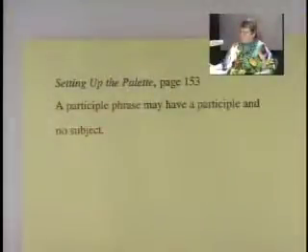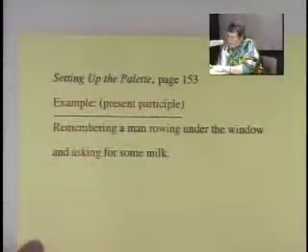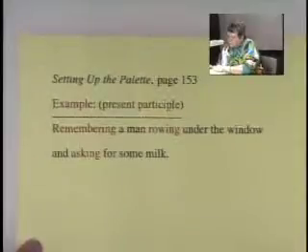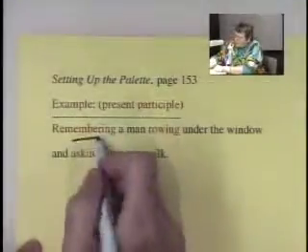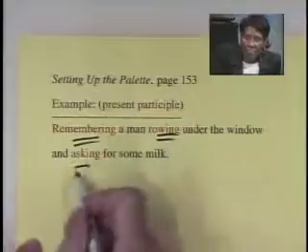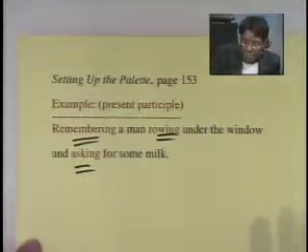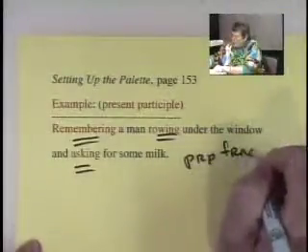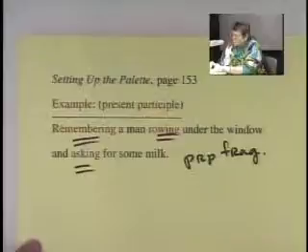Now, a participle phrase, here's another way to produce one, can have a participle and no subject. So look at this one. Remembering a man rowing under the window and asking for some milk. Yvonne, do you see a subject? No. What about a verb? Remembering, and rowing, and asking. And it doesn't look like a sentence. What kind of a fragment is it going to be? PRP, present. A PRP frag. Three half verbs in a row.